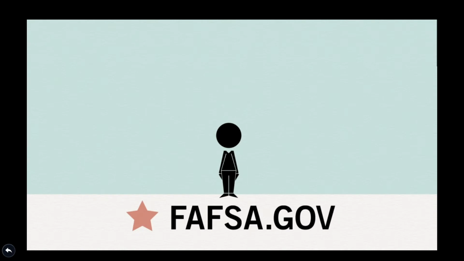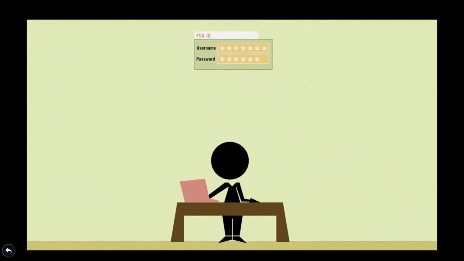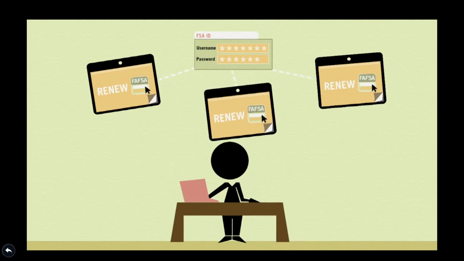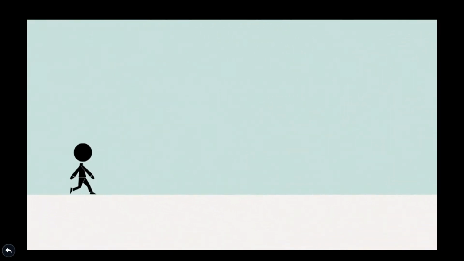Before you begin the process of filling out the FAFSA, you should create a username and password called an FSA ID that will act as your electronic signature. You'll only need to create an FSA ID once, and you can use it to renew your FAFSA each year that you apply. Your parents will need an FSA ID too if they have to provide any information.